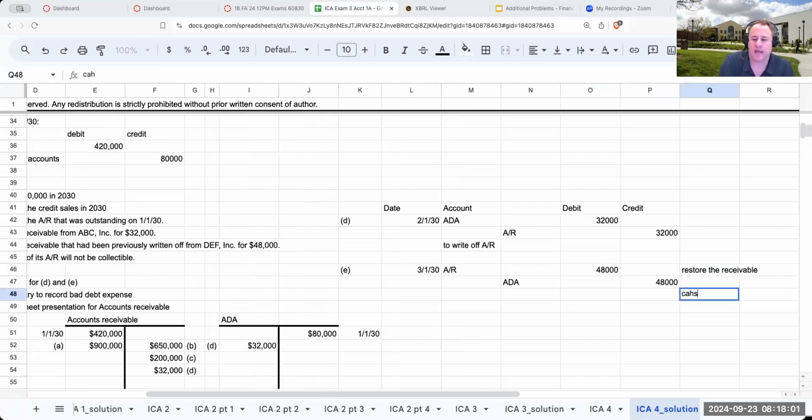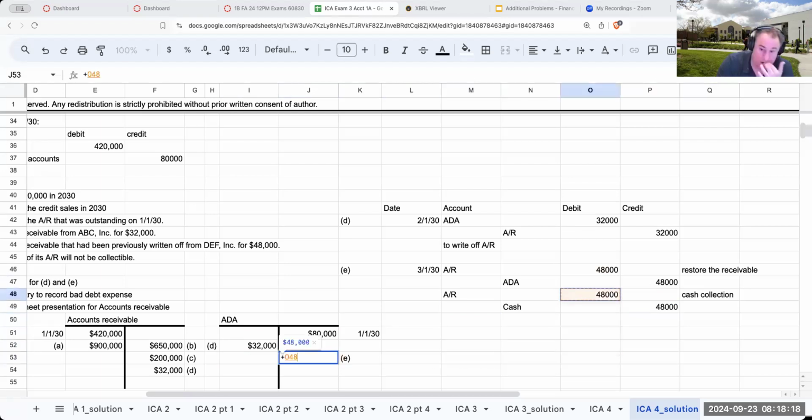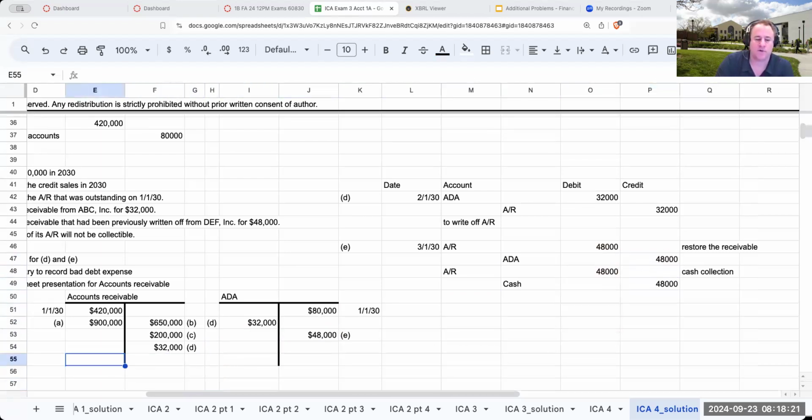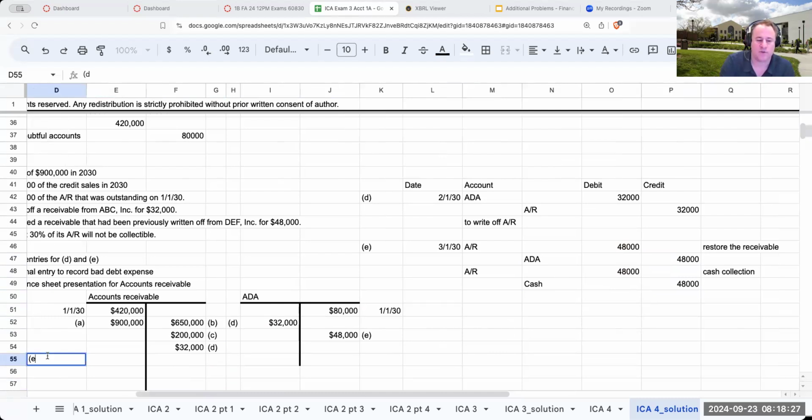Then I'm going to show the cash collection. So over here, accounts receivable, credit cash for 48,000. Okay, so over here for letter E, I've credited my allowance for doubtful accounts for 48,000. For the accounts receivable, for letter E, I'm showing this as both an inflow, meaning I'm restoring it, as well as an outflow to show the payment. And for good measure, I'm going to show that cash. It's going to be cash, accounts receivable.